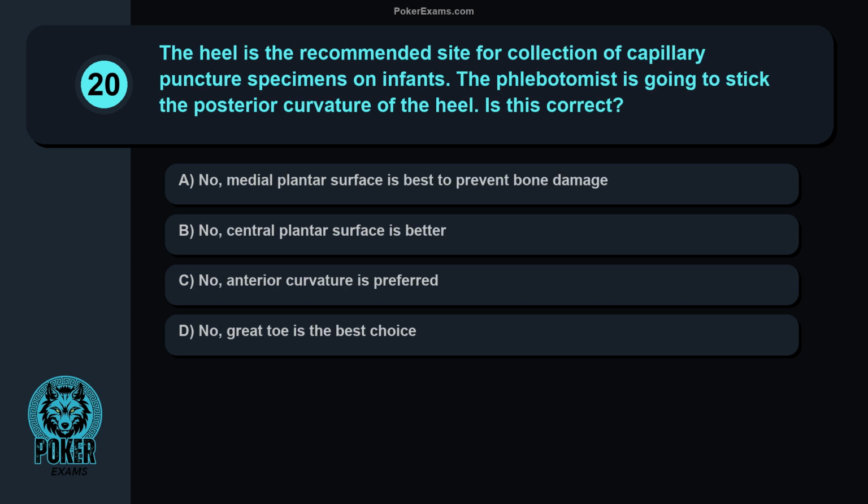Question 20. The heel is the recommended site for collection of capillary puncture specimens on infants. The phlebotomist is going to stick the posterior curvature of the heel. Is this correct? No, medial plantar surface is best to prevent bone damage. No, central plantar surface is better. No, anterior curvature is preferred. No, great toe is the best choice.